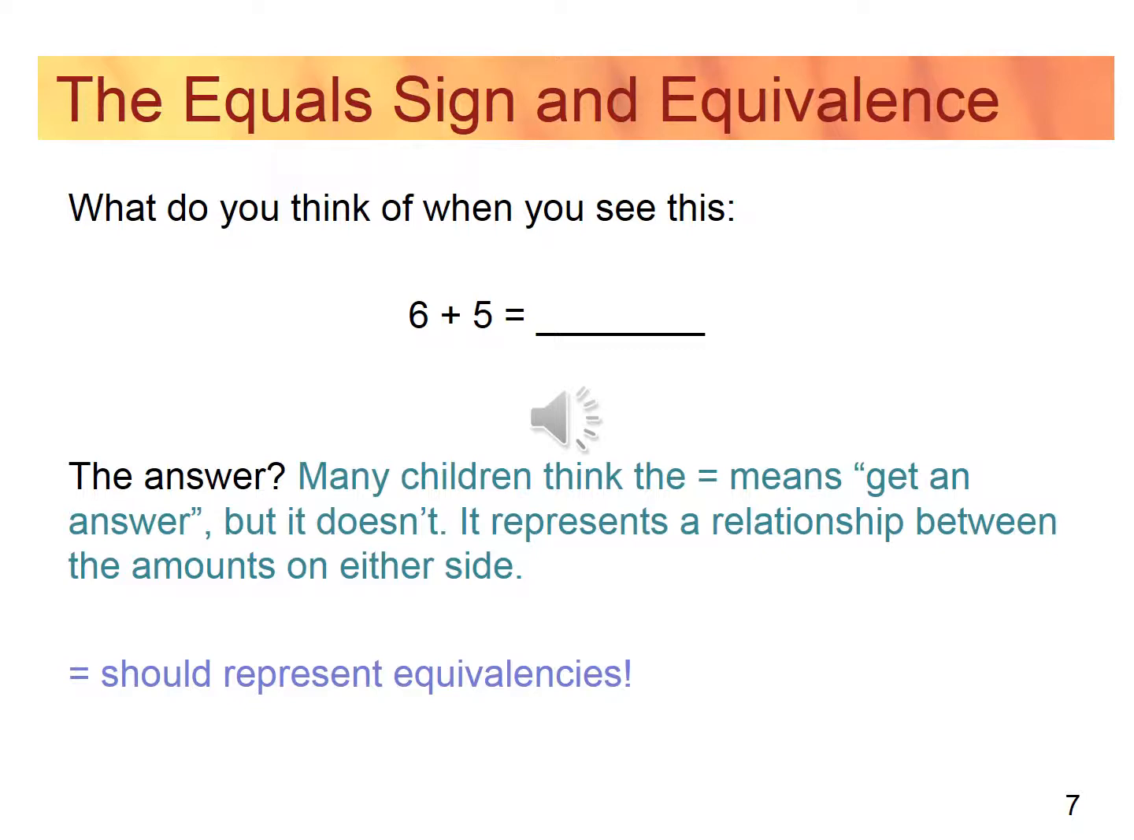So it could be an 11 in this case, or it could be 6 plus 5, which is an equivalent expression, because we know that if we switch the numbers around in an addition problem, we get the same amount. It could be any number of things. It could be another combination of this. It could be 2 plus 4 plus 5. The point is, it indicates a relationship. So get used to saying that the equal sign actually represents equivalencies.